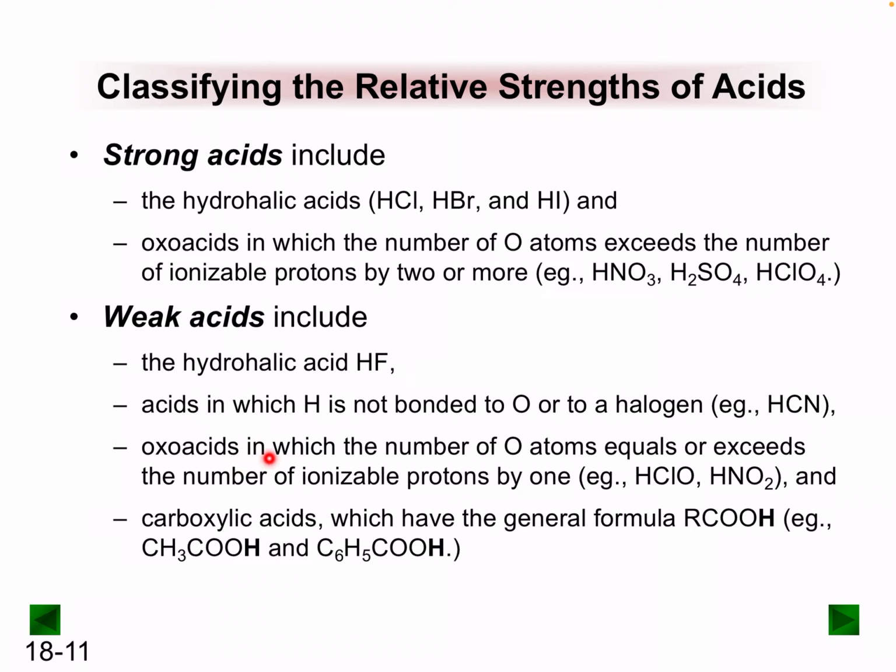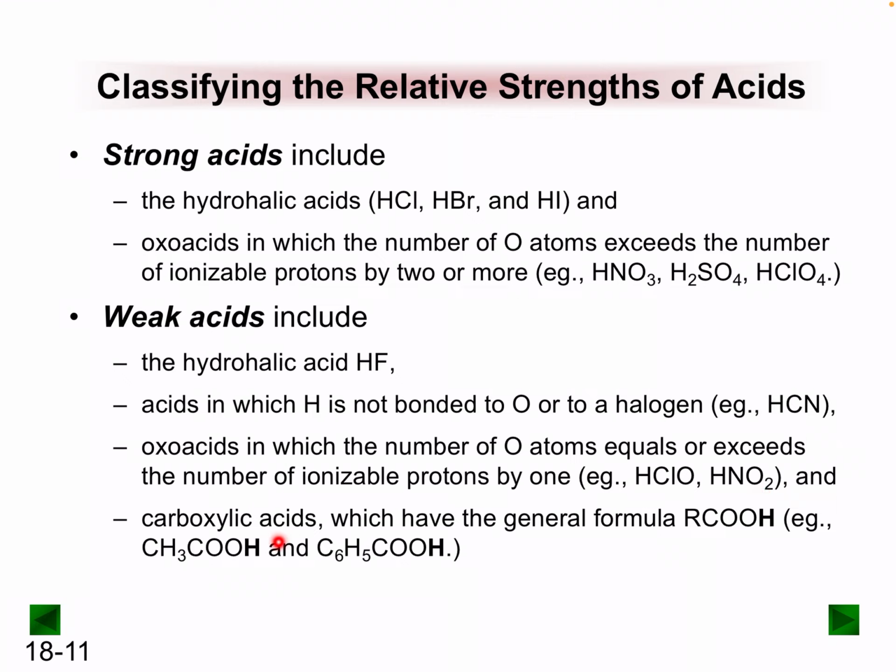And then oxoacids in which the number of oxygen atoms equals or exceeds the number of ionizable protons by 1. Here it is by 2 or more, here by 1. 1 hydrogen, 1 oxygen, 1 hydrogen, 2 oxygens. Okay, so they are weak acids.